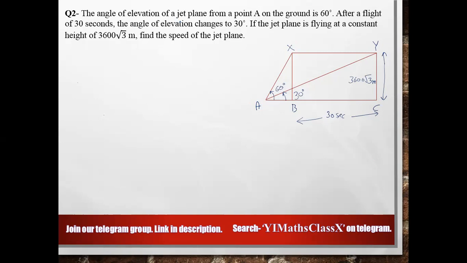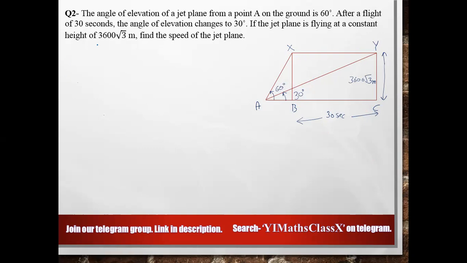The angle of elevation of the jet plane from point A on the ground is 60 degrees. At point X, the angle of elevation was 60 degrees. Then it says that after a flight of 30 seconds, that means from X to Y, the angle of elevation changes to 30 degrees. As it reaches point Y, the angle reduces to 30 degrees. The distance XY is not given, we have to find it. But this distance XY, or I can call it BC, is covered in how many seconds?